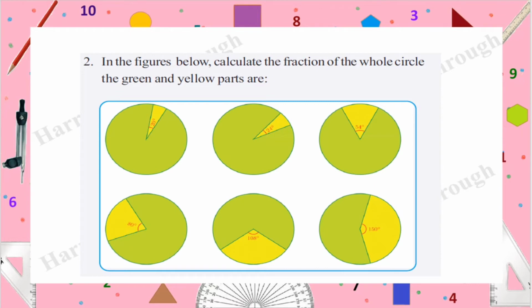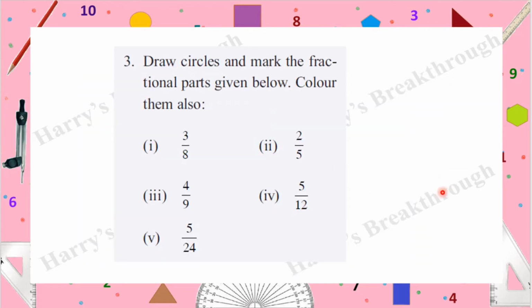Here one part is colored as yellow and the other part as green. So you have to write the fraction corresponding to these parts. Third one, draw circles and mark the fractional parts given below. Color them also. Here there are 5 questions. 5 fractions are given to you. You have to draw a circle and mark these fractions in those circles.